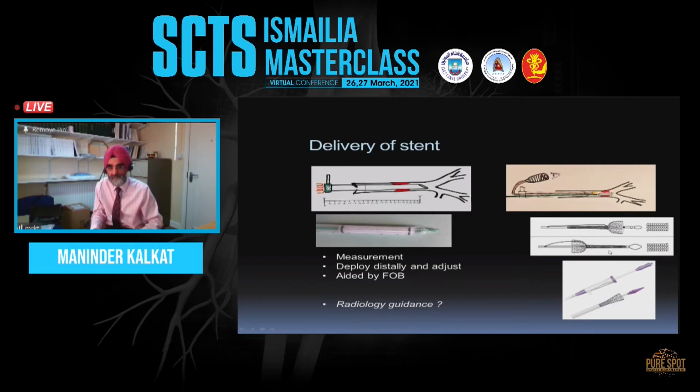Whereas with the metallic ones, because of the way they are loaded, the delivery system is not more than a few French in size, and you can very easily put it alongside the flexible bronchoscope, and you can deploy it under vision, looking through the flexible bronchoscope. And that's how we do it. We never required any radiology guidance to place these stents.